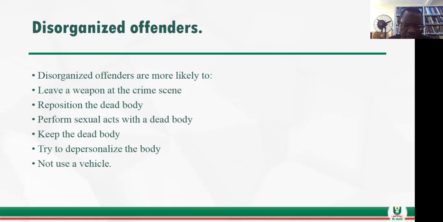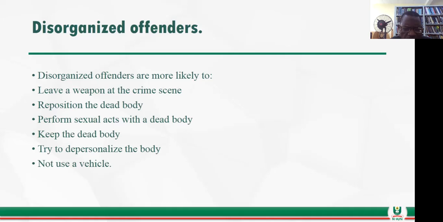Repositioning the dead body is another way of being disorganized by the criminal. They also perform sexual acts with a dead body, you see. They are not organized. They will just kill and leave the dead body there. So after carrying out a lot of scientific investigation, they can easily be traced because they are not organized.